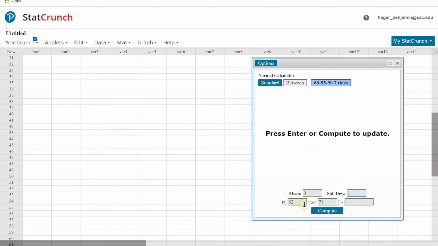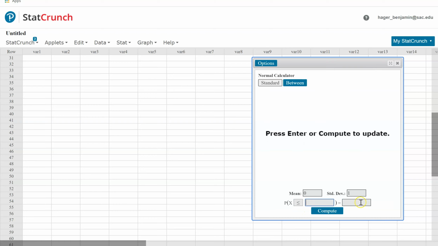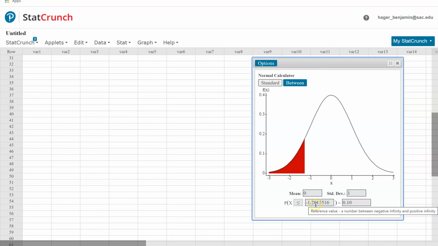Now these numbers here are z-scores. I don't want in between. I want the standard. I'm looking for the area left of some number. I don't know what the number is, but I know what the area is. I know the area is 0.10, 10%. All you gotta do is hit compute and it's gonna fill in the number.